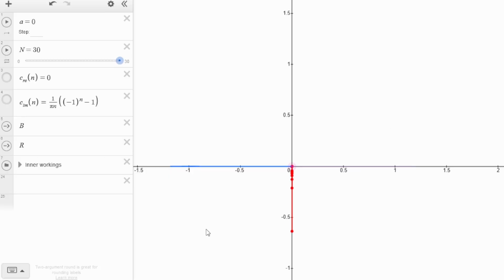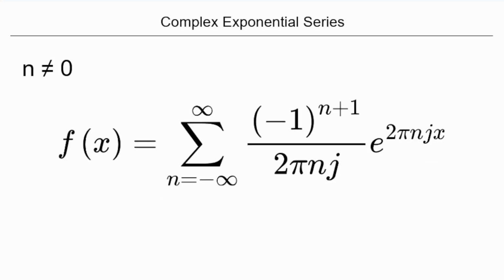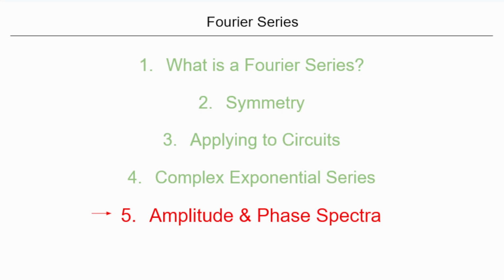Here you can see the graph. So, here you see the output. If I start the timer, it's 1, then jumps to minus 1. And now it's your turn. Calculate the Fourier series of this function, but now using exponentials. If you've done so, you've gotten something like this. And with that, I think I'm done with complex exponential series.